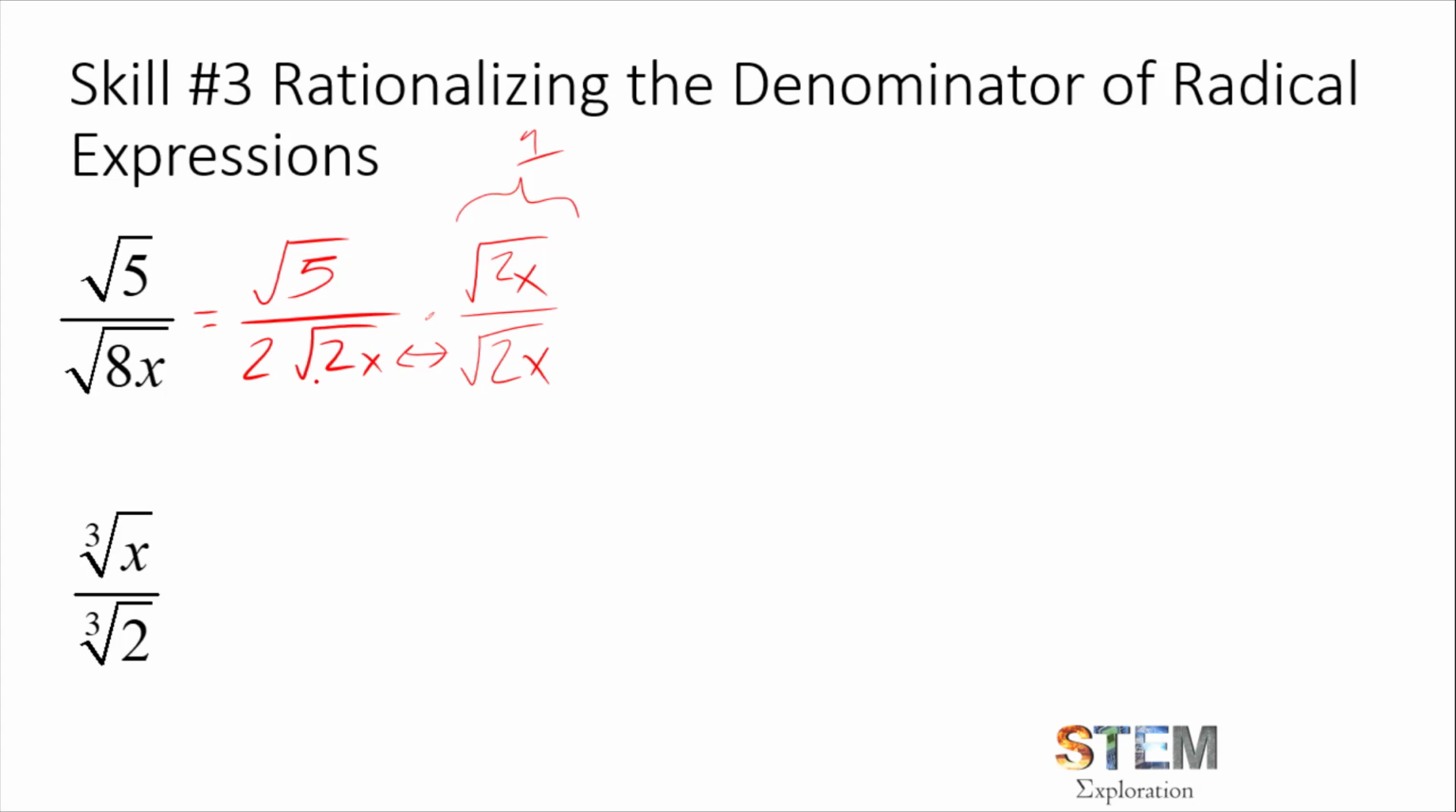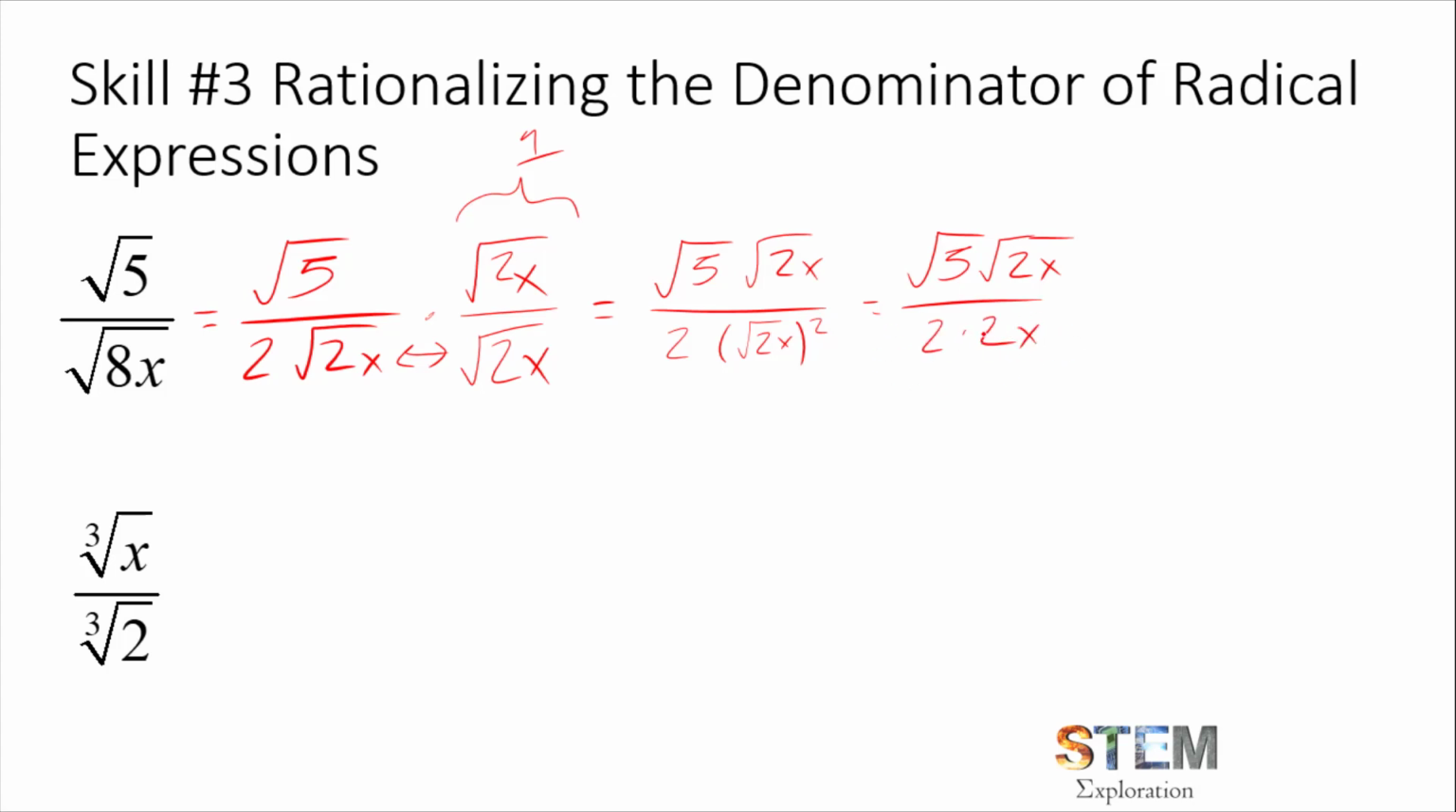So that way, when we multiply the square root of 2x by the square root of 2x, we get this new expression where we have the square root of 5 times the square root of 2x on top. And then on the bottom, we get 2 times the square root of 2x squared. And again, what that allows us to do, just for the sake of explaining this, is we get 2 times 2x.